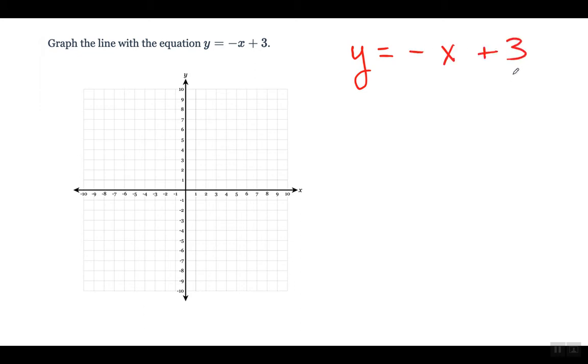Okay, so first of all, in slope-intercept form, the slope is the number in front of x, okay?